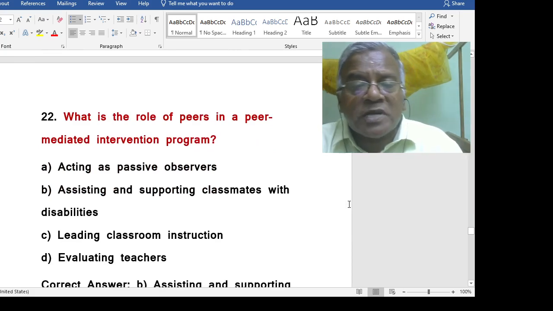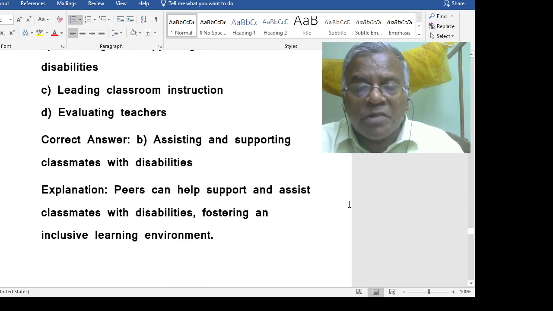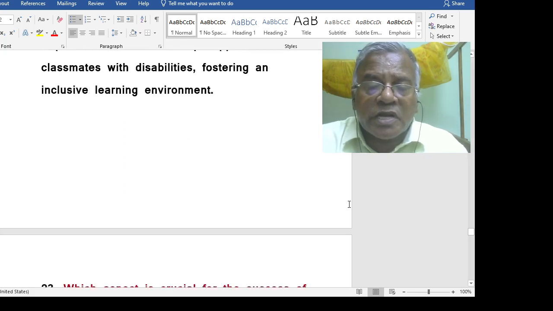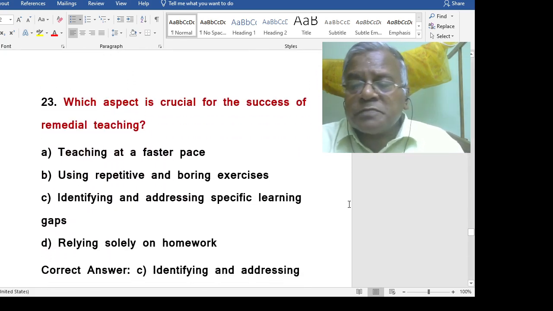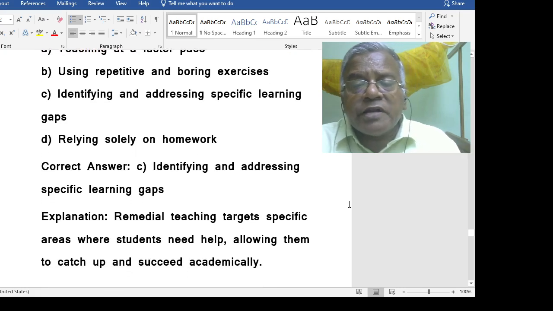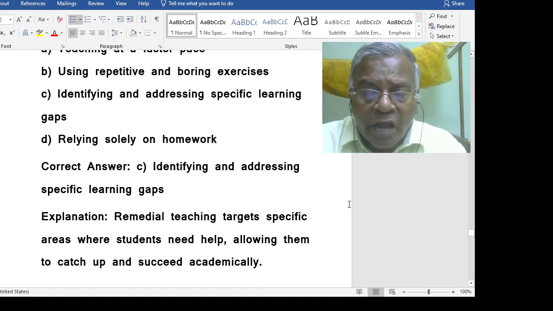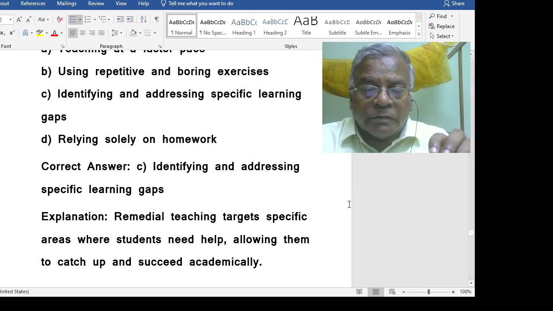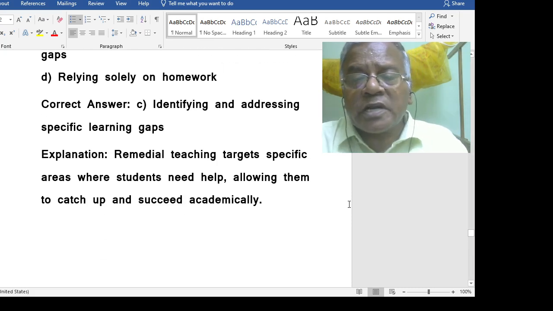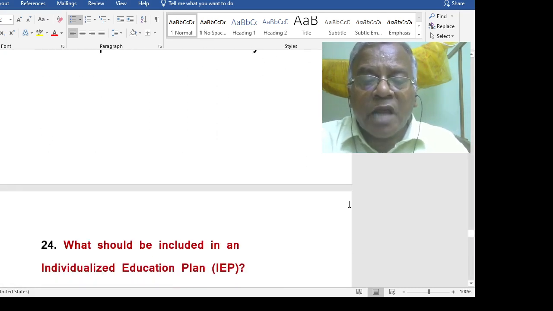What is the role of peers in a peer-mediated intervention program? Assisting and supporting classmates with disabilities. Peers can help support and assist classmates with disabilities, fostering an inclusive learning environment. Which aspect is crucial for the success of remedial teaching? That is identifying and addressing specific learning gaps. Remedial teaching targets specific areas where students need help, allowing them to catch up and succeed academically.